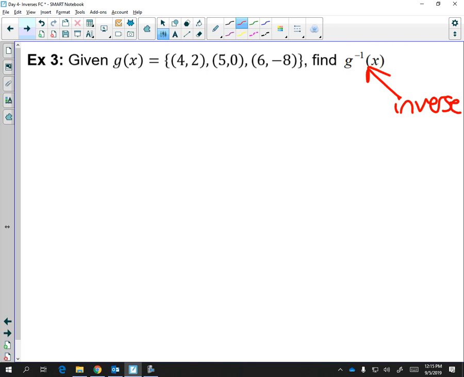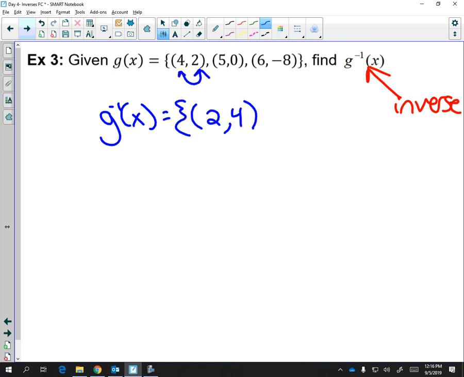But if you go back to the first page, we know that the properties of inverses are that you switch the coordinates. So what I mean by that is the inverse, instead of having (4, 2), we're going to have (2, 4). Instead of (5, 0), we're going to have (0, 5). And so on. Our last one is going to be (-8, 6).